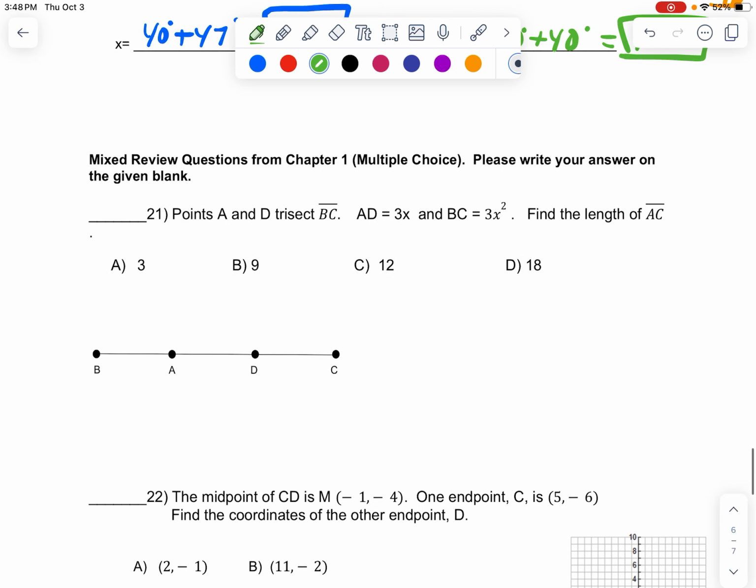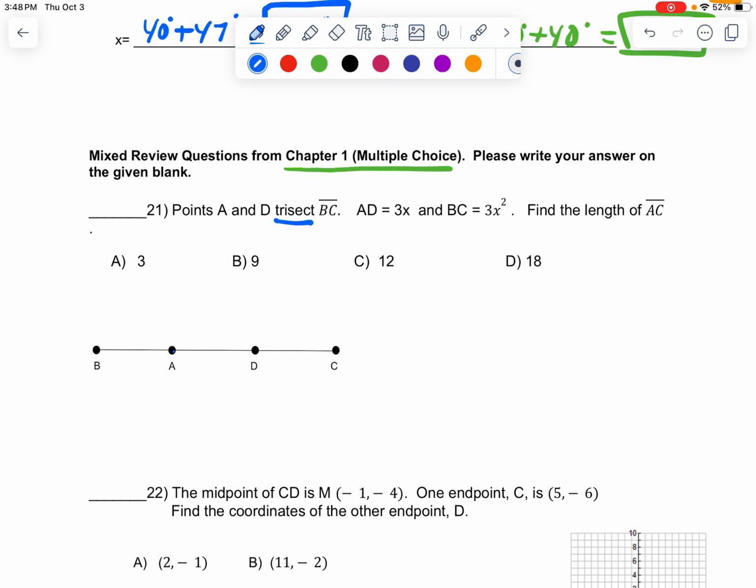Now time for some mixed review questions from chapter 1. Points A and D trisect BC. This word means that these 2 points are doing the work and create 3 equal segments. AD is 3x and BC is 3x squared. Find the length of AC. In order to find AC, we need to find x first, and we need to come up with an equation based on what we see.